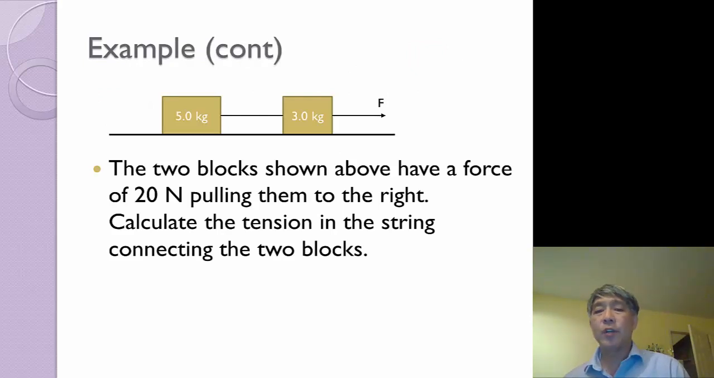And the continuation problem now says, I'm pulling the two blocks with a force of 20. What is the tension in the string connecting the two blocks? A common mistake people make is to say, well, I'm pulling with 20, therefore the 5 is being pulled with 20. But that would be incorrect.